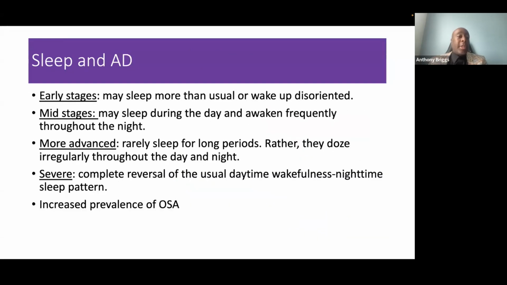Sleep in AD. In the earlier stages, a person may sleep more than usual or wake up disoriented. In the mid stages, they may sleep during the day and awaken frequently throughout the night. In more advanced stages, they rarely sleep for long periods, rather they doze irregularly through the day and night. And in severe stages, there is a complete reversal of the usual daytime wakefulness, nighttime sleep pattern.